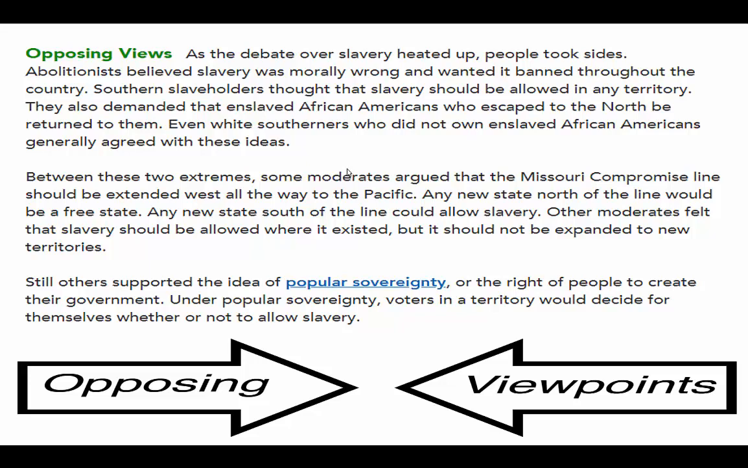And then number 15, popular sovereignty. That is the right of people to create their own government. Number 16, what stance did popular sovereignty moderates take over the issue of slavery? They believed that people in a territory should be able to vote for themselves whether or not to have slavery. So let the people in that state or territory make the decision for themselves.